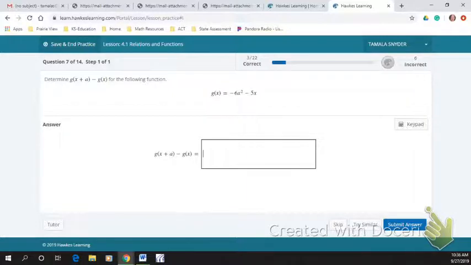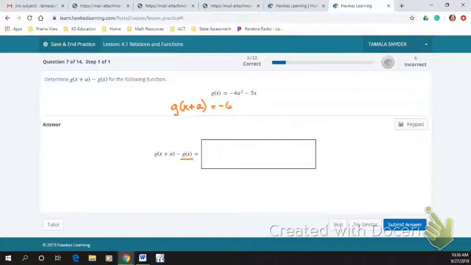Okay, so let's do this one. They've added problems to this since the last time I've done it. This time they want us to find g of x plus a minus g of x. So remember, g of x is equal to this. As far as this little thing goes, that's not going to be a problem. That's just subtract this. I have to plug x plus a in for x. So g of x plus a would equal what? Let's just do that part. G of x plus a.